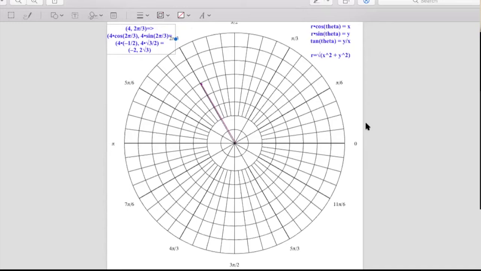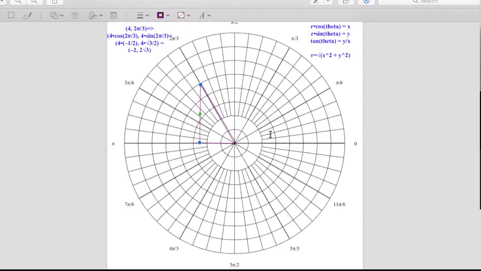Wait, sorry, where did you get the negative 1/2 from? I'm glad you asked. It is the cosine of this angle, 2 pi over 3. The cosine is the x distance this way, and the sine is the y value over here. Does that look familiar?